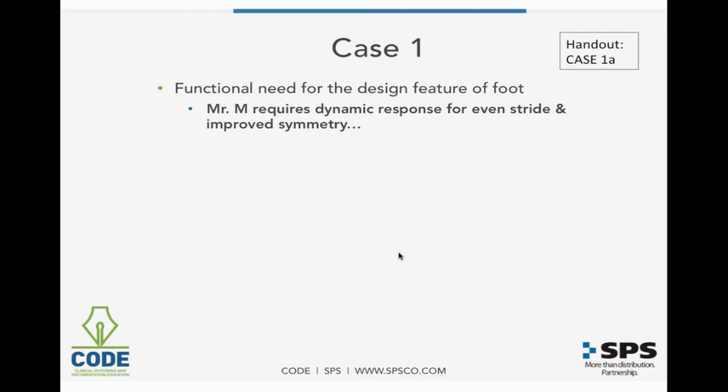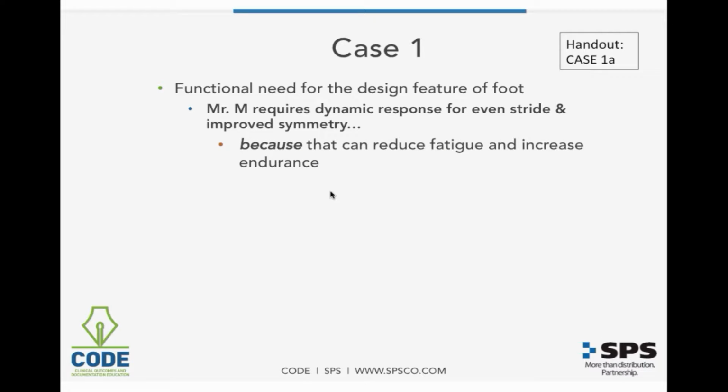And just taking one part of one particular feature of this foot and kind of drawing it out here to expand upon it. Let's say that firstly, we're going to use the patient's name frequently so that it's clear we're still talking about this one patient. We're not using template wording. So we're going to say Mr. M requires dynamic response to have even stride and improved symmetry. Okay, that's where the last note kind of stopped.